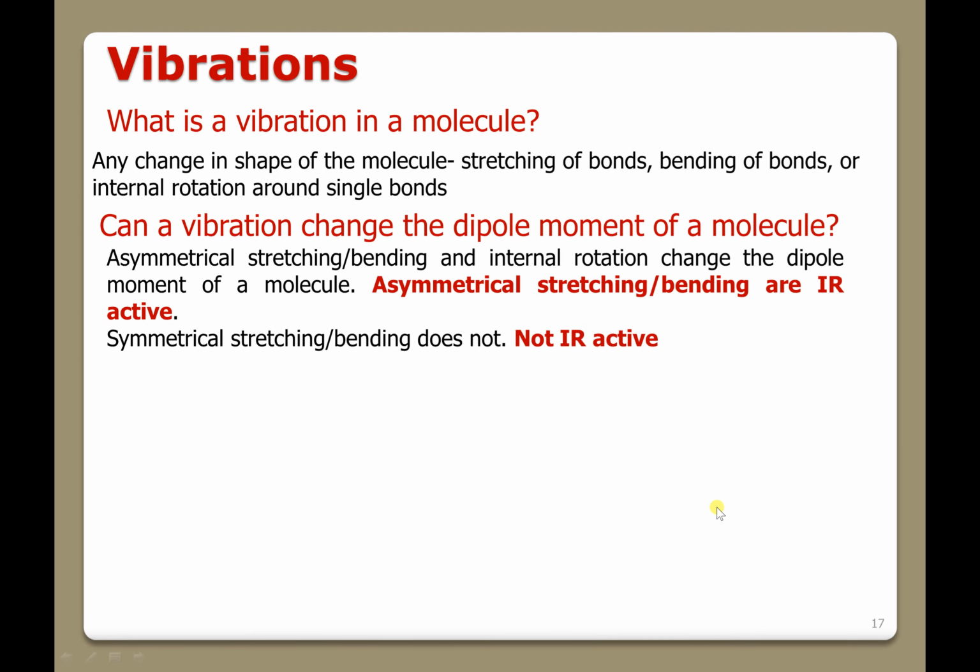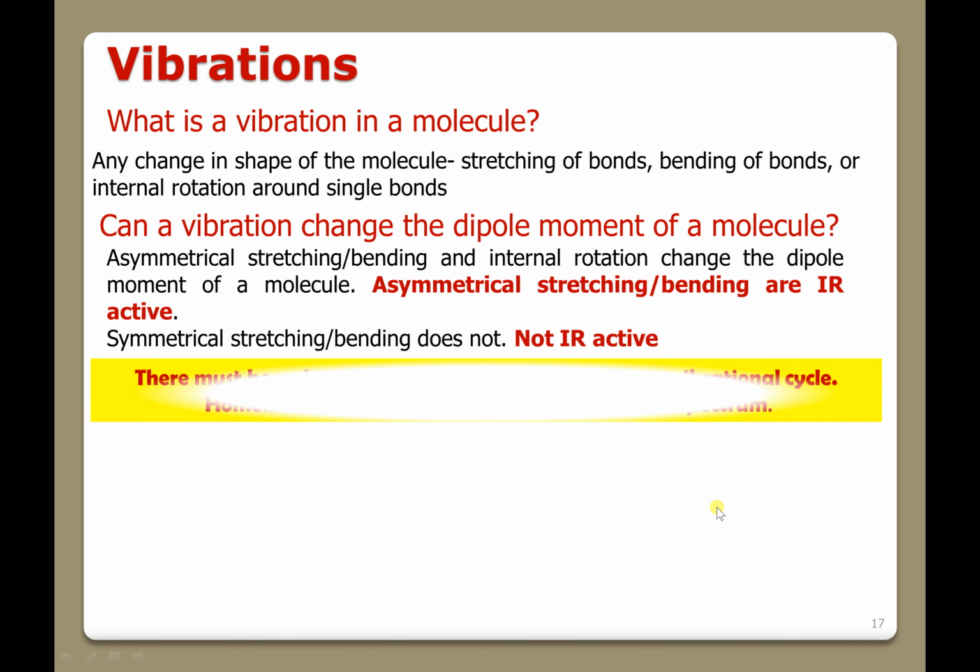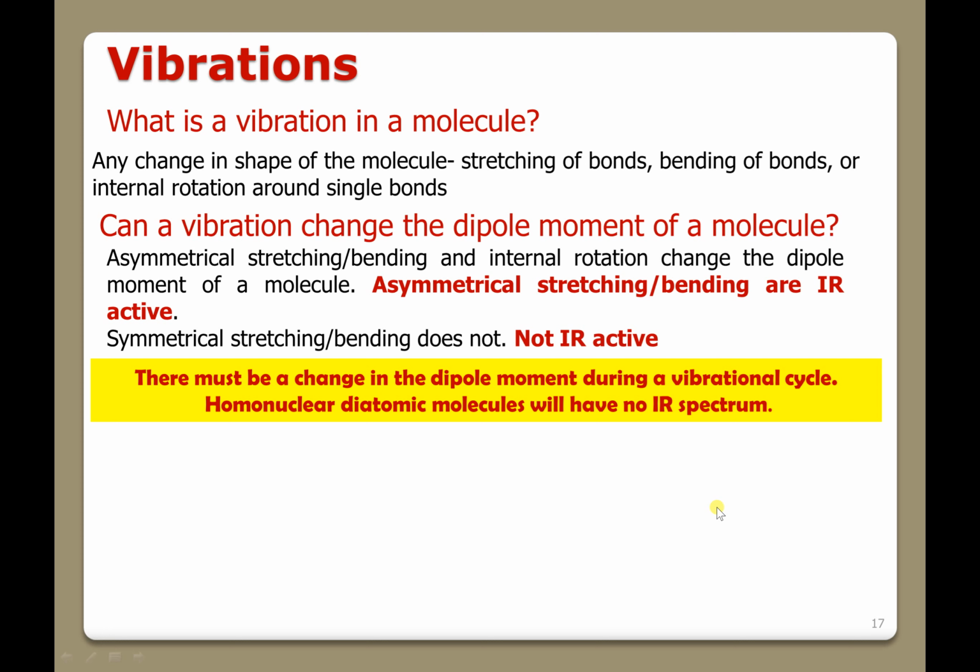What is a vibration in a molecule? Any change in the shape of the molecule: stretching of bonds, bending of bonds, or internal rotation around single bonds. Can a vibration change the dipole moment of a molecule? Yes, asymmetrical stretching, bending, and internal rotation change the dipole moment of the molecule. Such asymmetric stretching and bending vibrations are IR active, while symmetrical stretching and bending do not change the dipole moment of a molecule, so they are not IR active. There must be a change in the dipole moment during a vibrational cycle. Homonuclear diatomic molecules will have no IR spectrum.